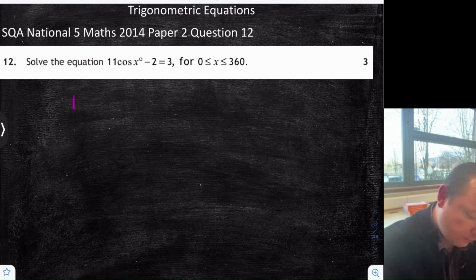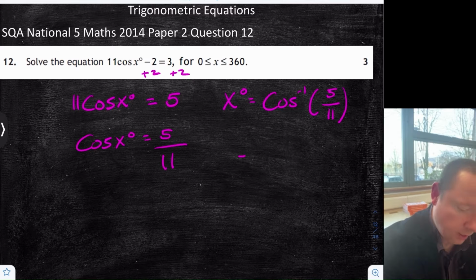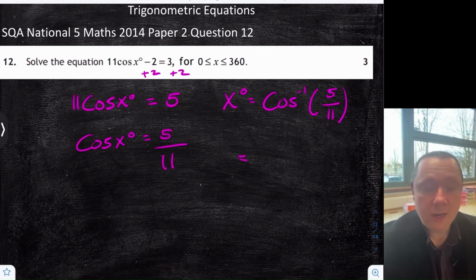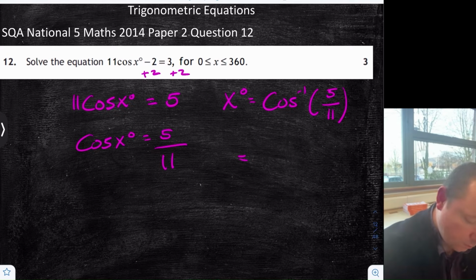If I add 2 to both sides of 11 cos x, that equals 5. Divided through by 11, cos x must equal 5/11. So x is the inverse cos of 5 over 11, and this is a calculator job. You're not going to do this without a calculator. So you type in the inverse cos of 5/11. That gives you 62.96, so we'll just round that to 63 degrees.